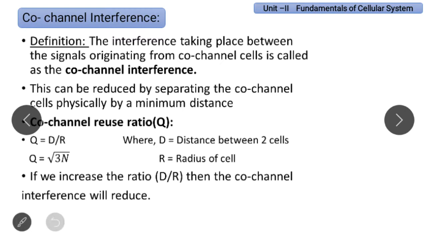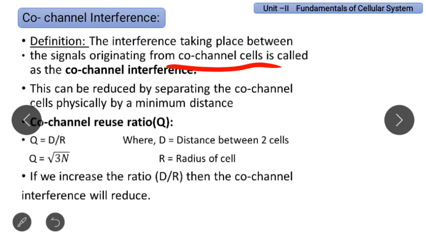Let us read the definition. The interference taking place between the signals originating from co-channel cells, that is, the interference generated from a co-channel cell, is called co-channel interference. We can reduce this interference by separating the co-channel cells physically by a minimum distance. If we keep some distance between the two cells, then we can reduce the co-channel interference.